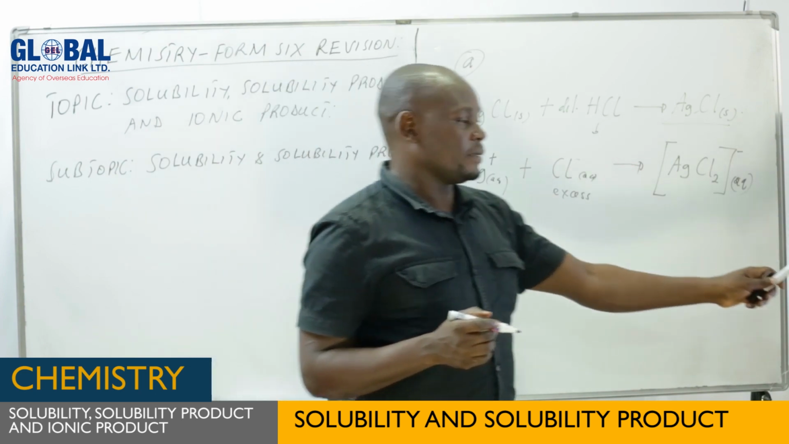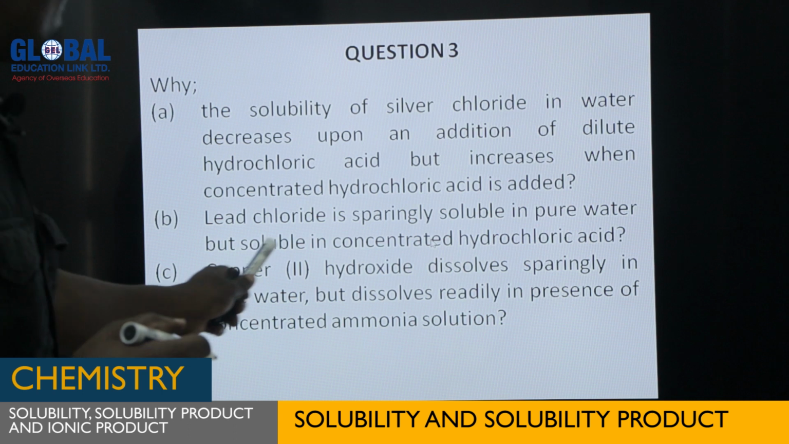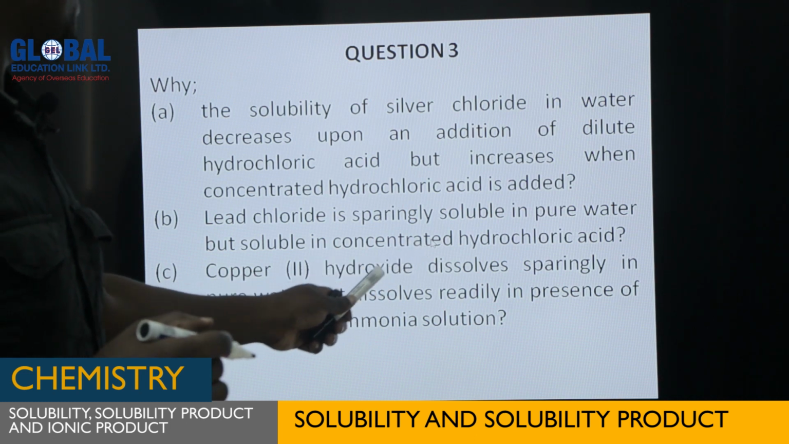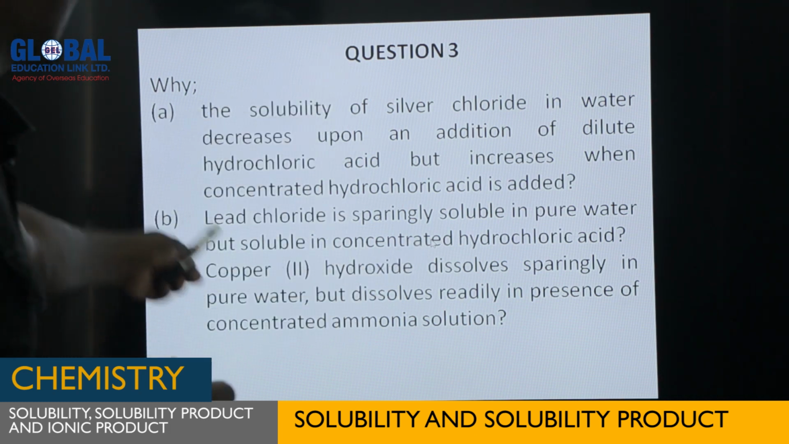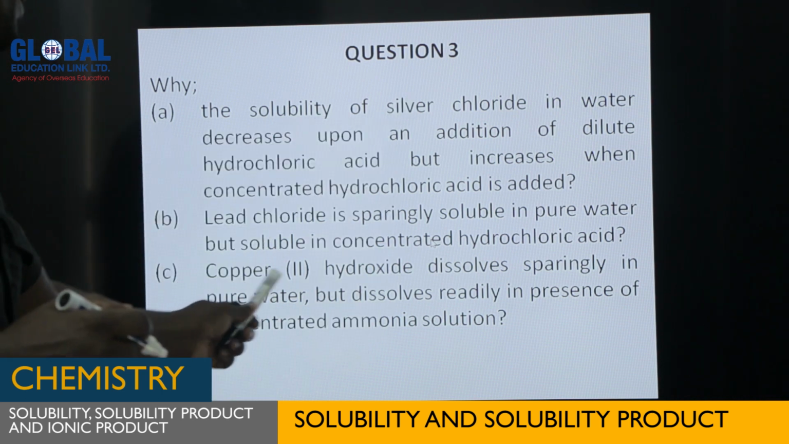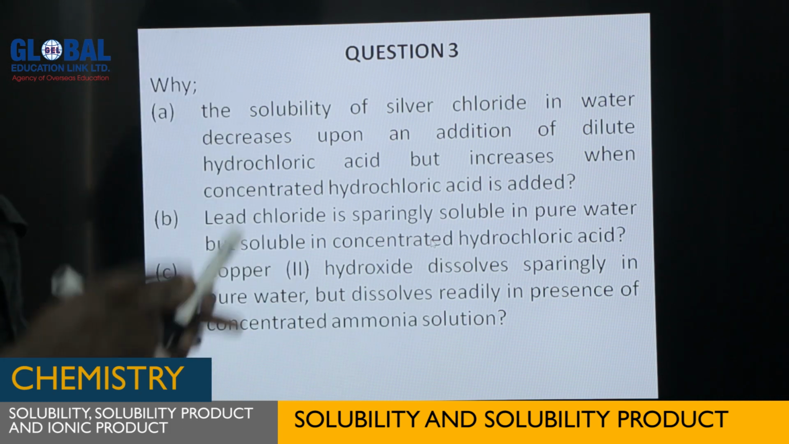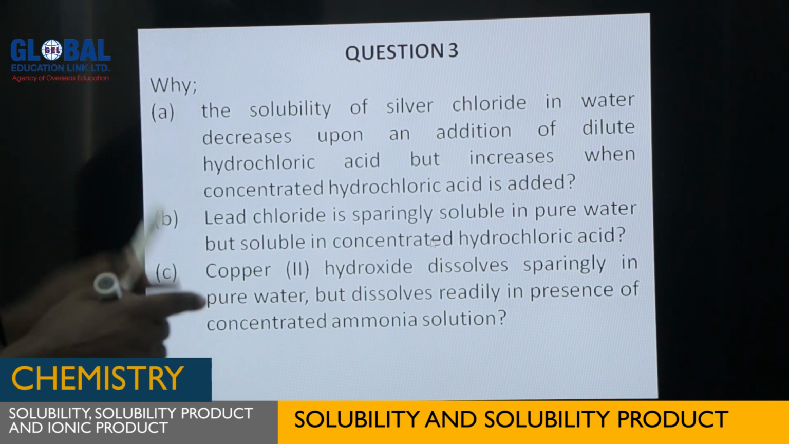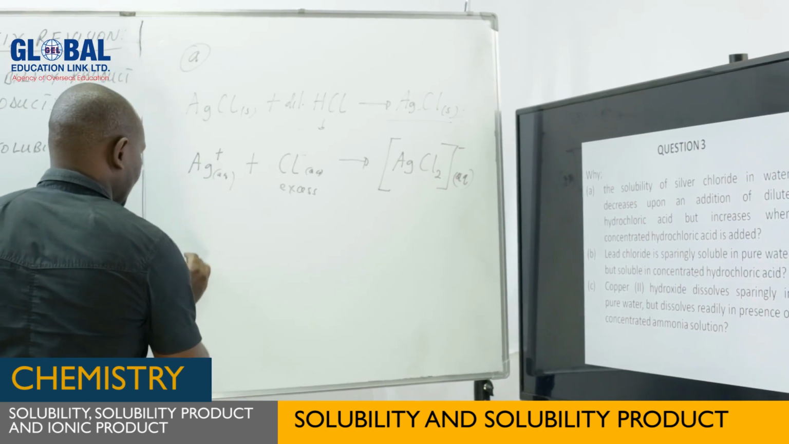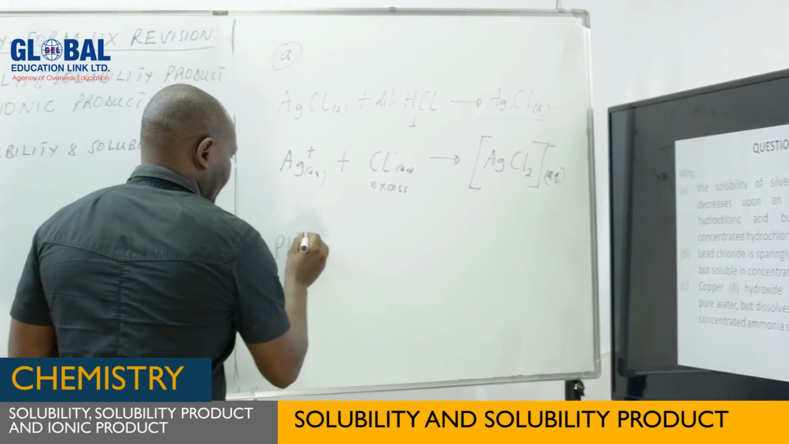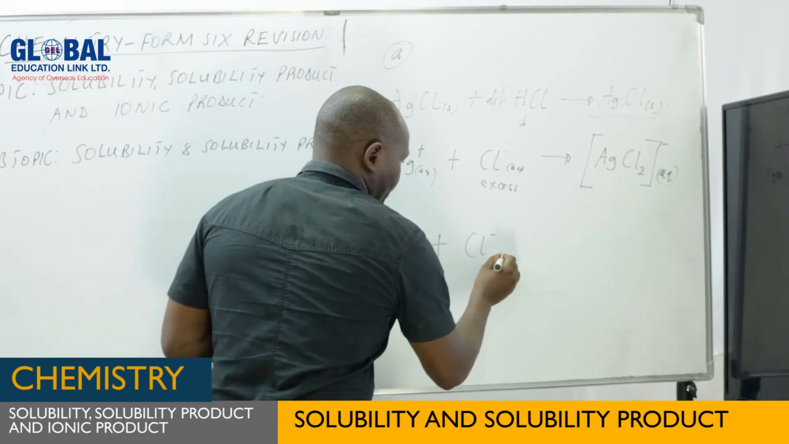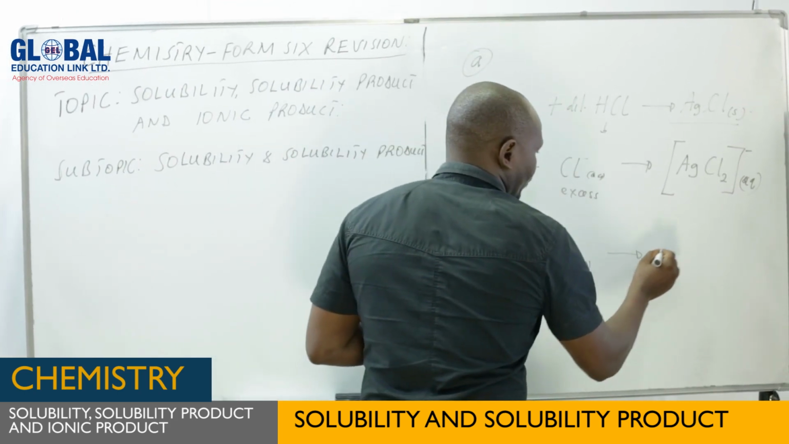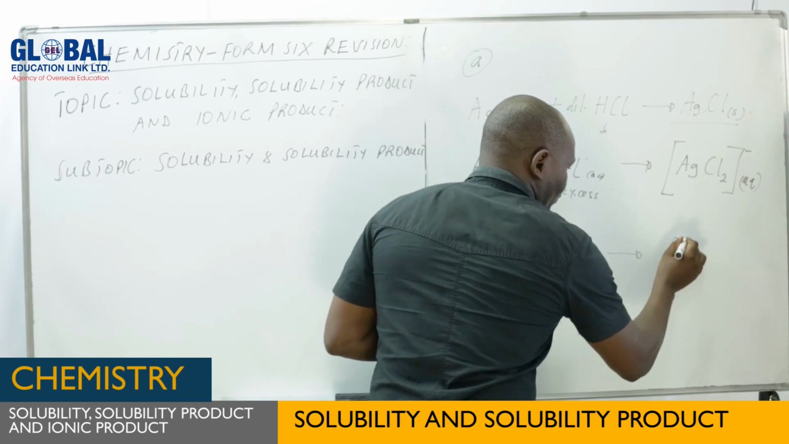Now, if we consider the second part of the third question, lead chloride is sparingly soluble in pure water, but soluble in concentrated hydrochloric acid. This is the same as what we have discussed above, but here, instead of silver chloride, it is lead chloride. In concentrated hydrochloric acid there are more chloride ions that will react with lead and lead to the formation of a complex compound of lead. So if these are lead ions, they will react with chloride ions, which are in excess.